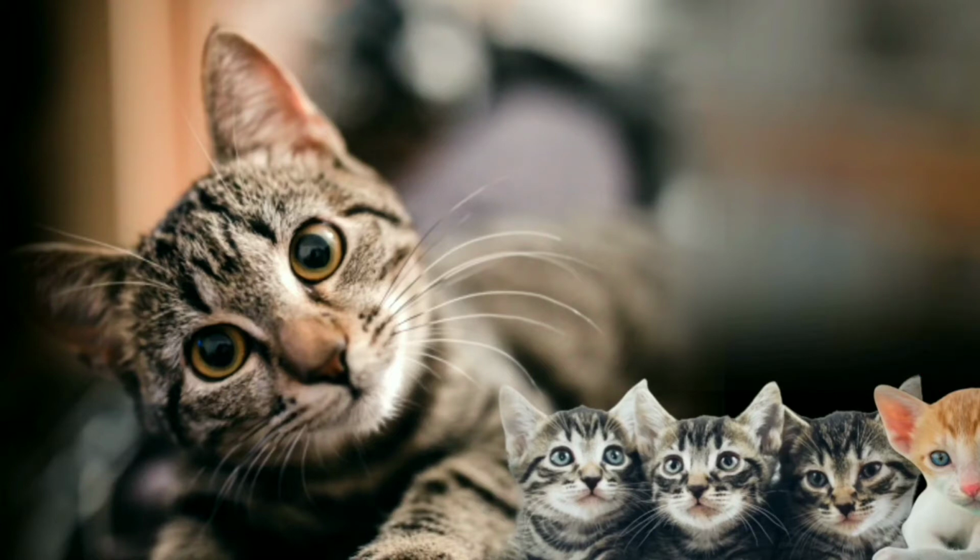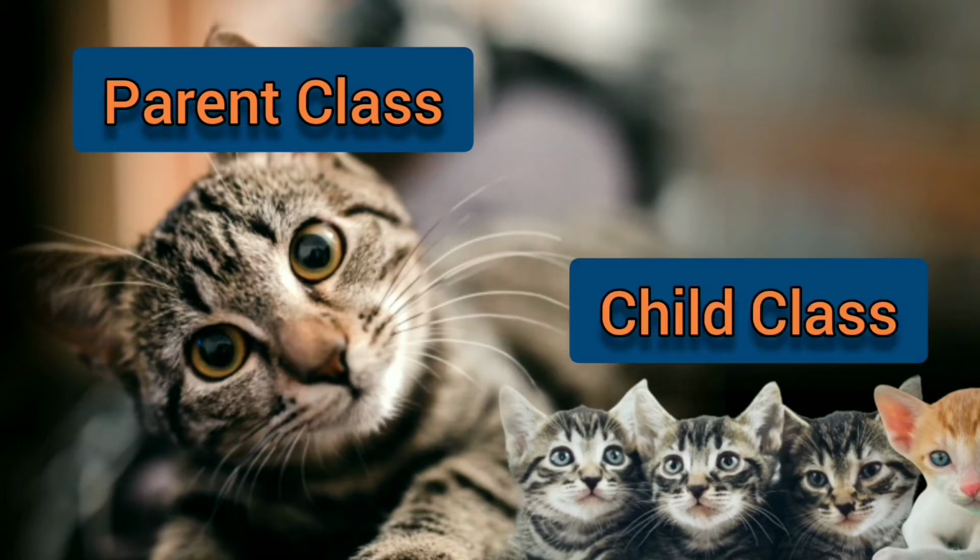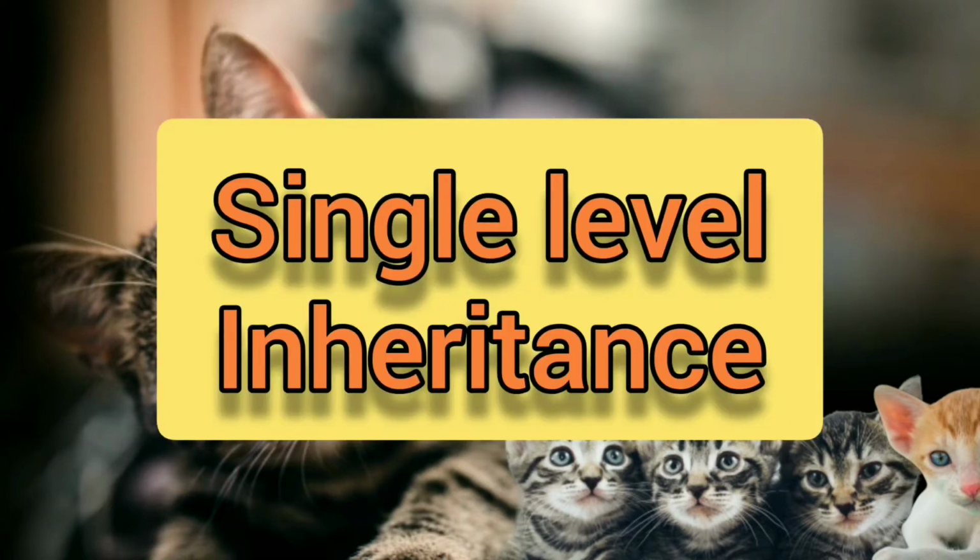So treat the mother cat as the parent class and her kids as the child class, wherein they inherit genes from the parent but are not entirely the same. This is an example of single level inheritance.